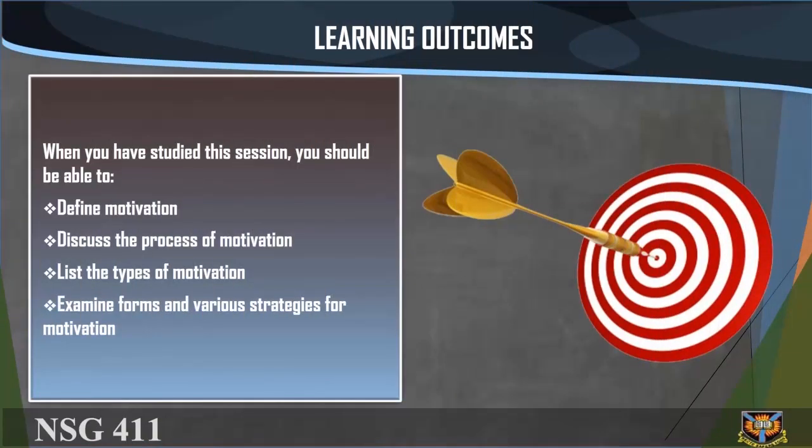Learning outcomes. When you have studied this session, you should be able to: 1. Define motivation. 2. Discuss the process of motivation. 3. List the types of motivation. 4. Examine forms and various strategies for motivation.